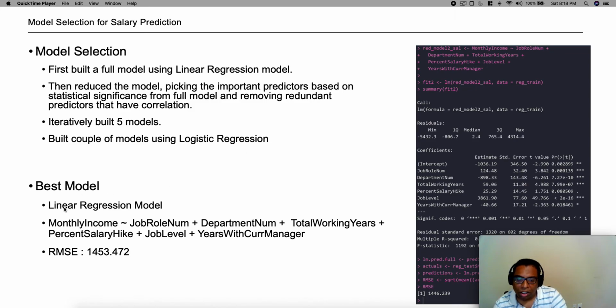The best model turned out to be the linear regression model with predictors job role, department number, total working years, percentage salary hike, job level, and years with the current manager. It had an RMSE of 1453.